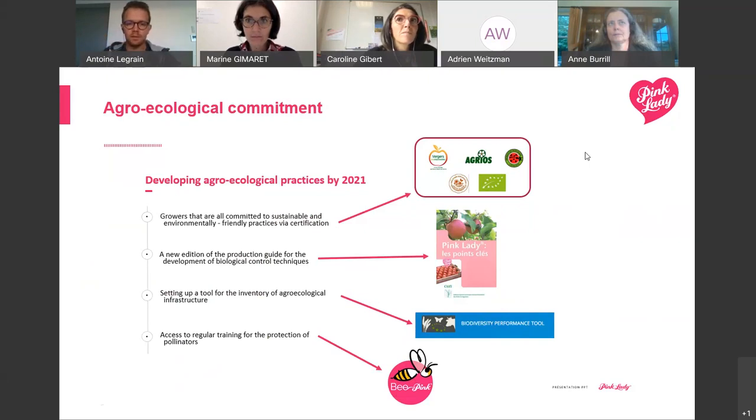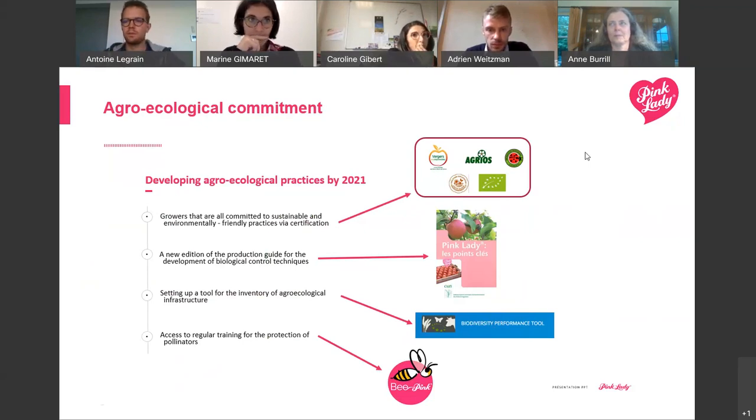Then the Bee Pink program, which is to protect the pollinators and to sensitize the producers, and to finish, setting up a tool to inventory the agroecological infrastructure and to measure the biodiversity performance in our farms. So that's why we chose to test the biodiversity performance tool that Caroline presented just before me.